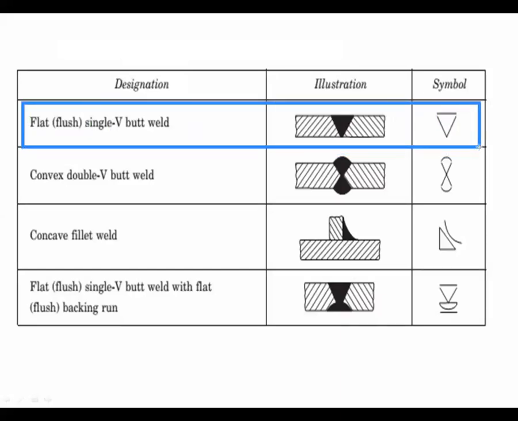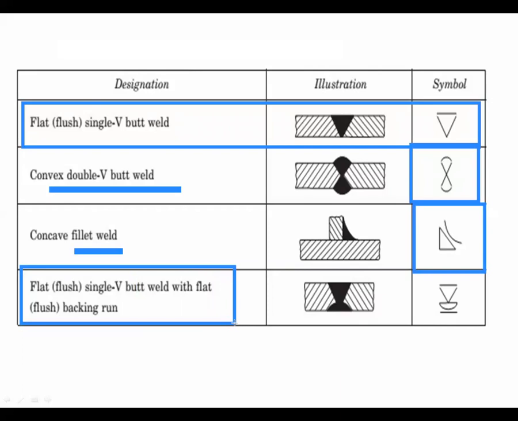Flat single V butt weld, illustration and symbol. Convex double V butt weld, the symbol is like this. Fillet weld, within that a subtype is the concave fillet weld, the symbol is in front of you. Flat single V weld with flat backing run, single V butt weld with flat backing run, the symbol is here.